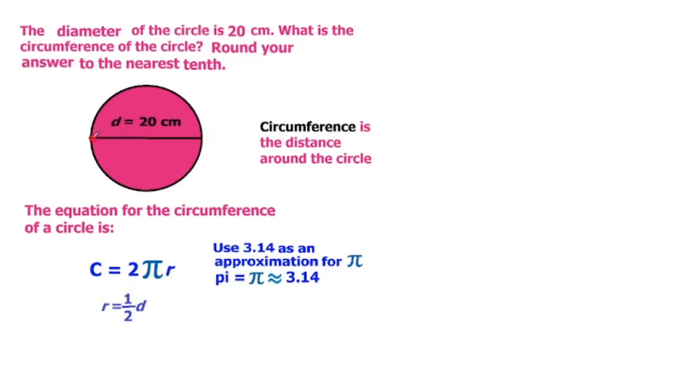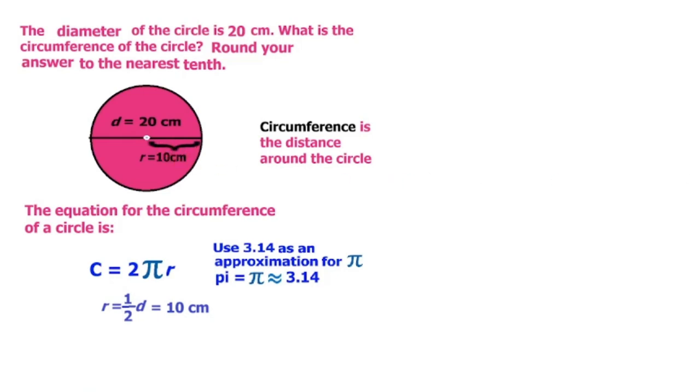So here we have the diameter. The diameter is given to us. So the radius is equal to half of the diameter, right? It's halfway. The diameter is from here to here. The radius is from here to here. Okay, so that means it would be 10 centimeters. So here's the radius from here to here at 10 centimeters.